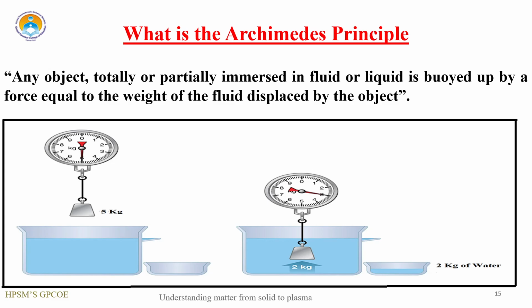And if you see, the first meter is showing 5 kg, exactly the weight of the mass. In the second case, when the same mass is dipped into the water, it shows 3 kg, and the remaining 2 kg is collected in the beaker. So in total it is showing 5 kg. This is the Archimedes' principle one needs to understand from this example.